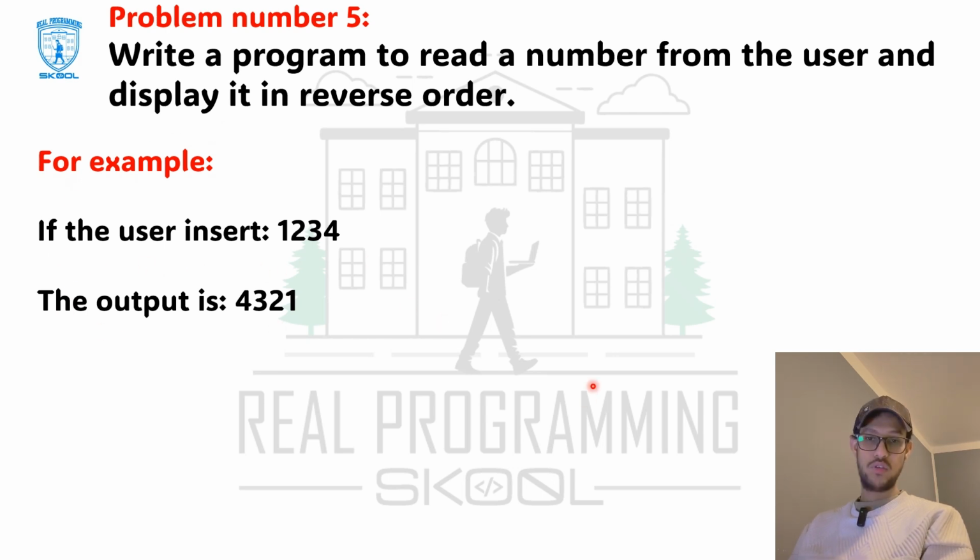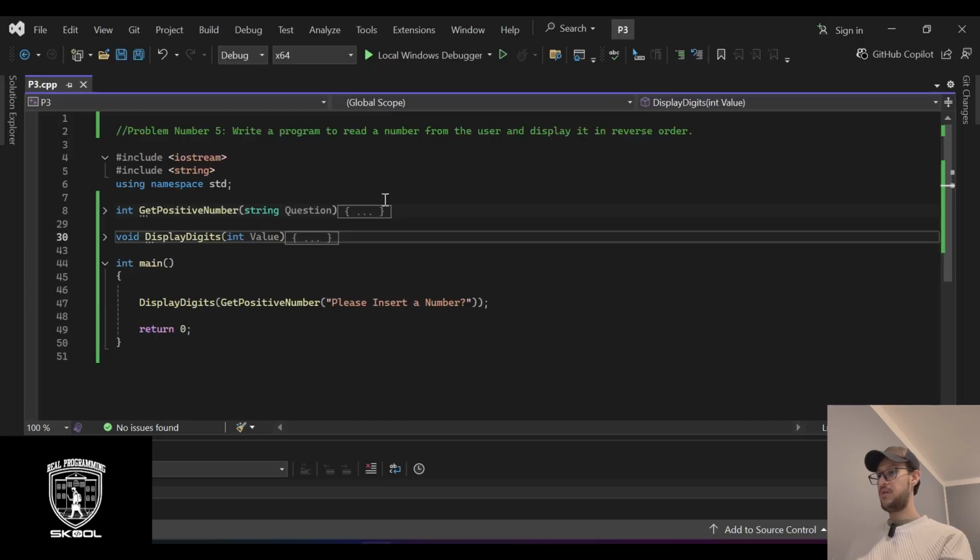So let's go to Visual Studio to see how we're going to solve problem number 5 from course number 4. Alright, this is our program of problem number 5. Write a program to read the number from the user and display it in reverse order. As we said on the slides a minute ago, we will read a number from the user through the console screen, for example 1, 2, 3, 4. We want to print it in the opposite way, 4, 3, 2, 1.